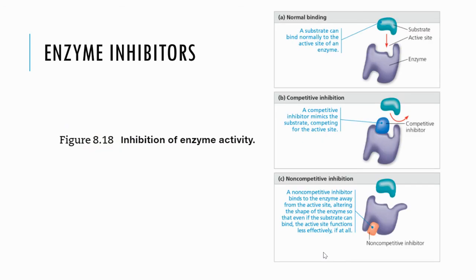Picture A shows normal binding. B is an example of a competitive inhibitor, where the active site is being blocked. The non-competitive inhibitor binds on the side of the enzyme opposite. That's not always the case, but in this example it is. And we have that shape change that prevents the substrate from being able to bind properly.